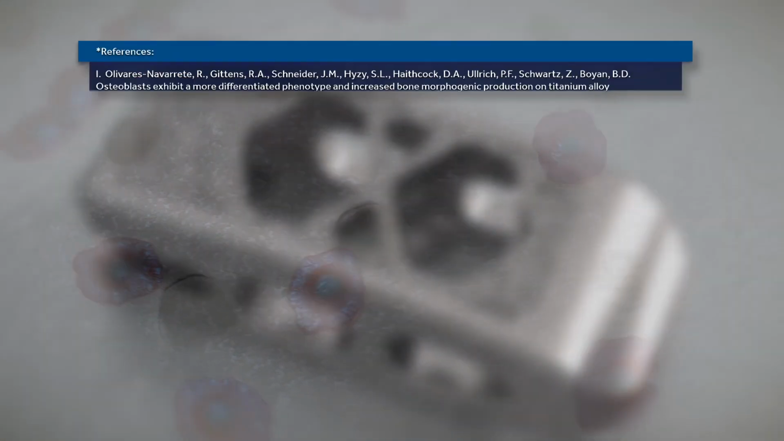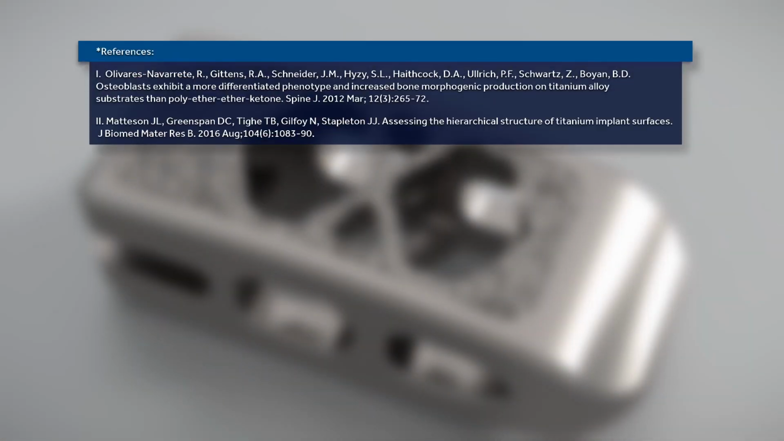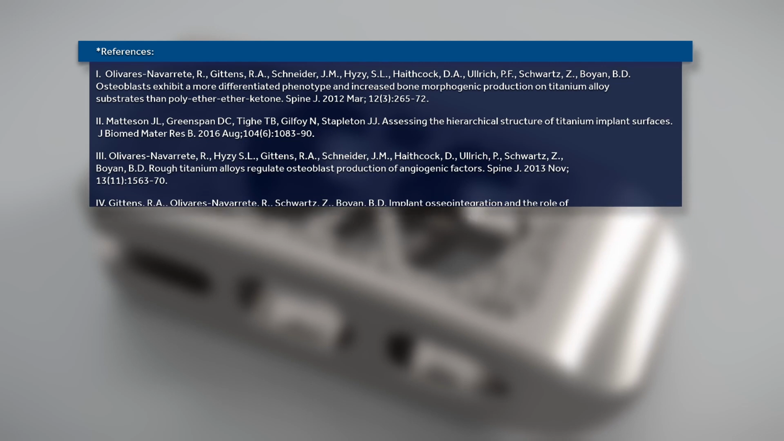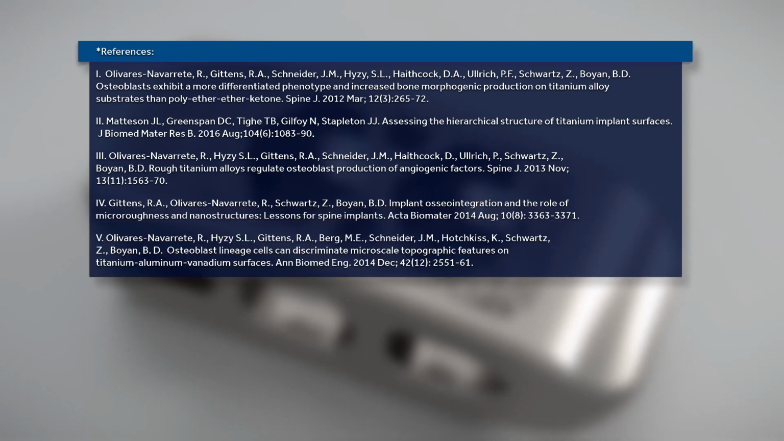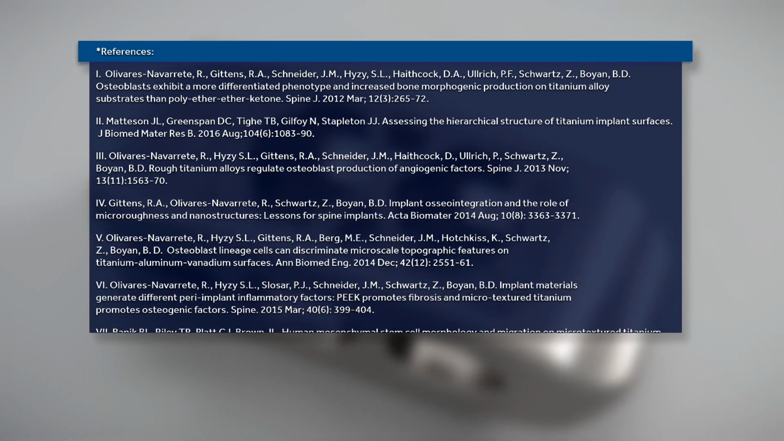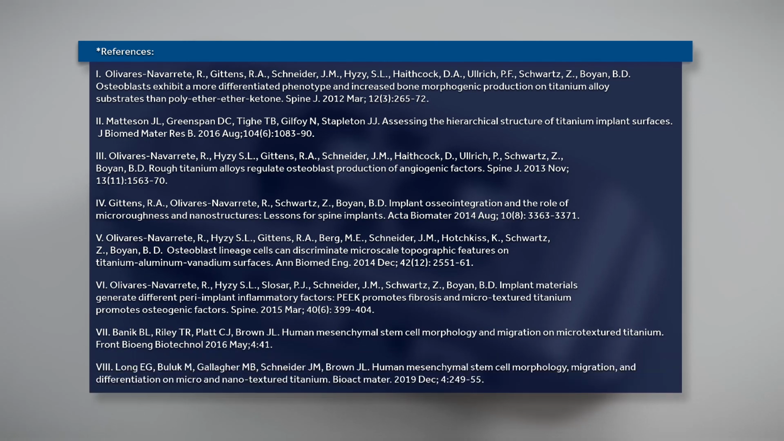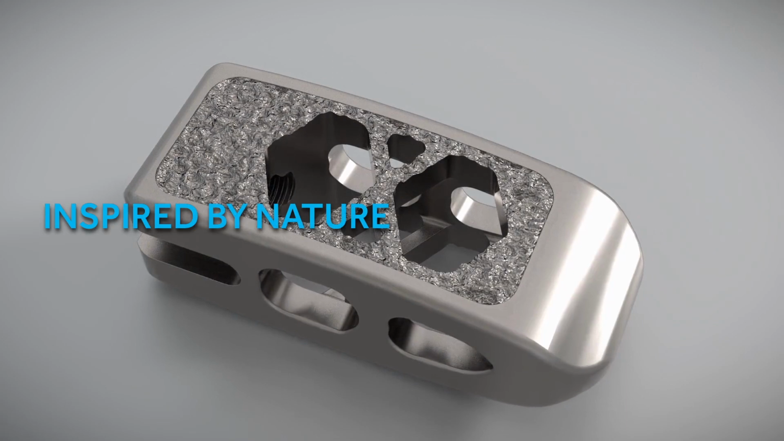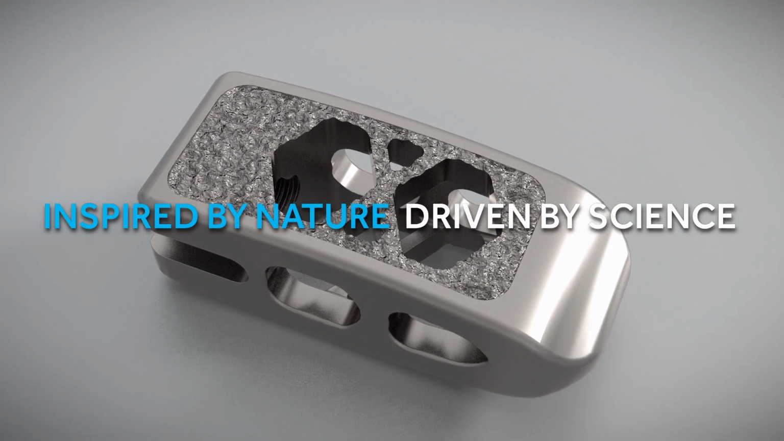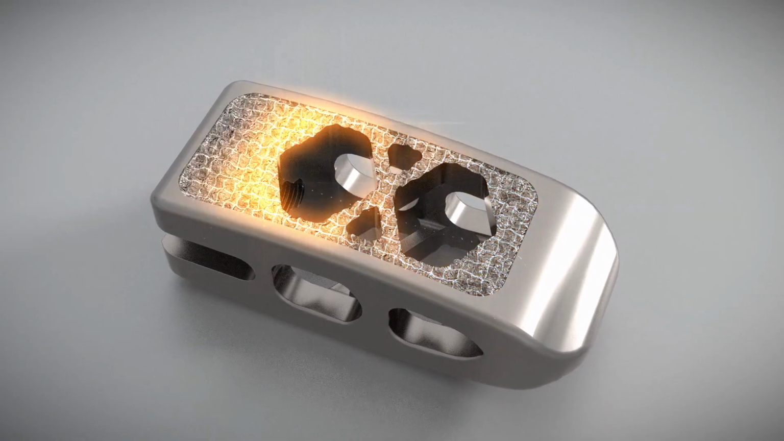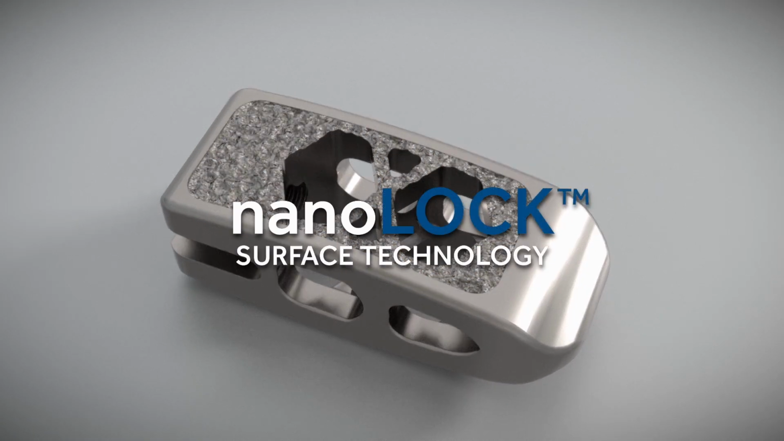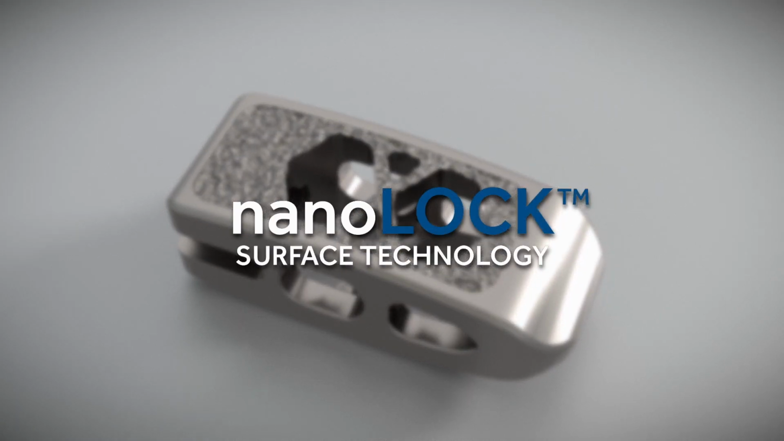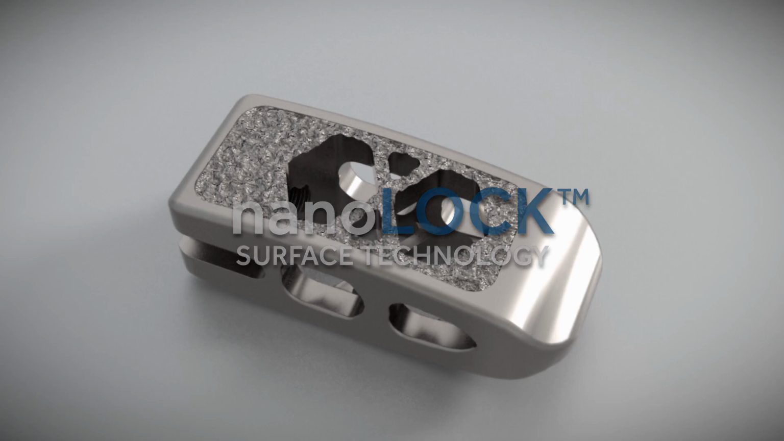nanoLOCK surface technology, backed by multiple peer-reviewed publications, is the first to demonstrate the elements to be considered a nanotechnology for spinal devices as outlined in the FDA nanotechnology guidance document. Inspired by nature, driven by science, nanoLOCK surface technology promotes a microenvironment favorable for the rapid production of bone growth factors.